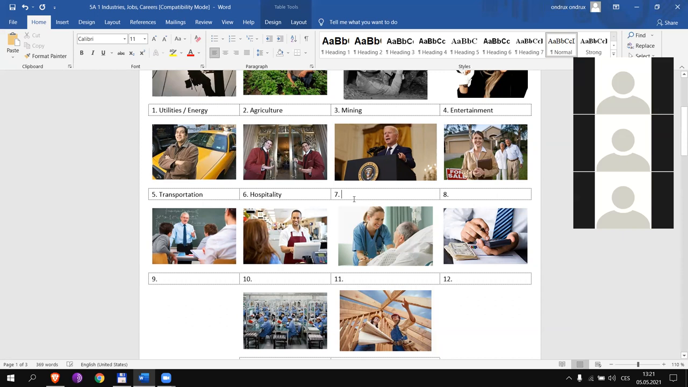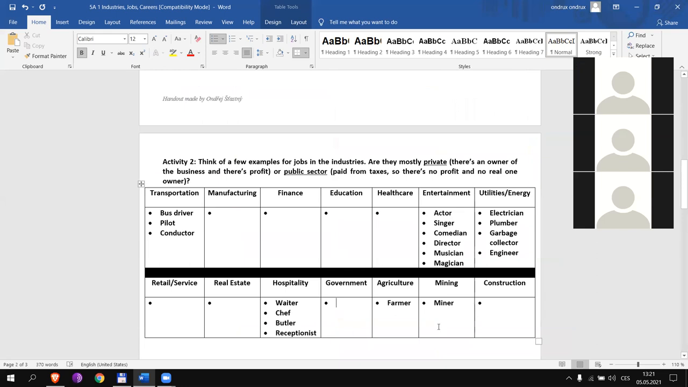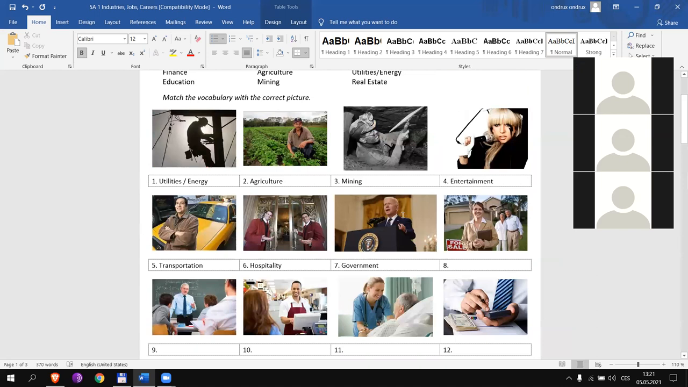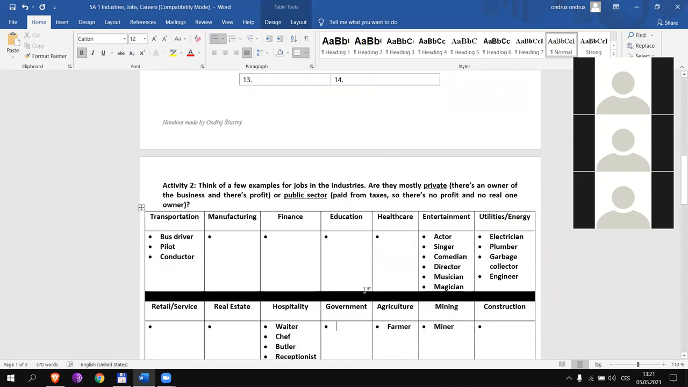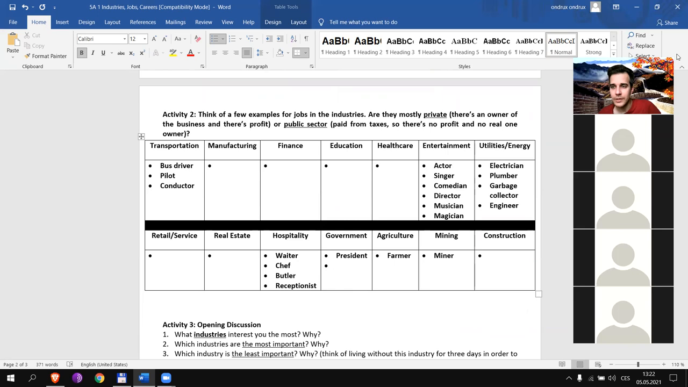Government. Yes, and inside the government, are there any jobs in particular that you can tell us? I don't know. So here in the picture, who's that? Do you know, Slavik? President. Yeah, easy, no? So you get one job already, president. Is there any other job in the government that you can share with us? Anybody?